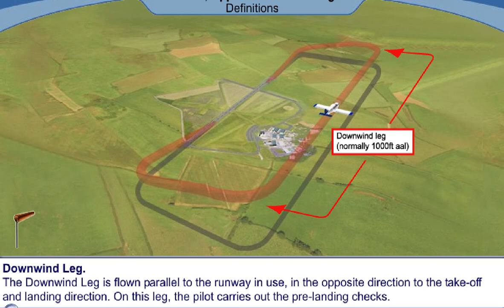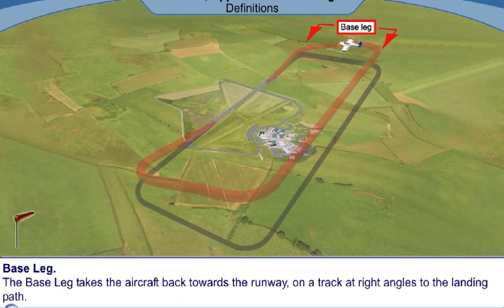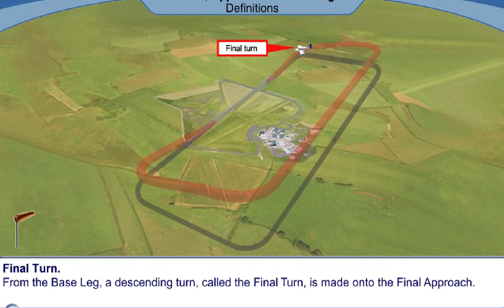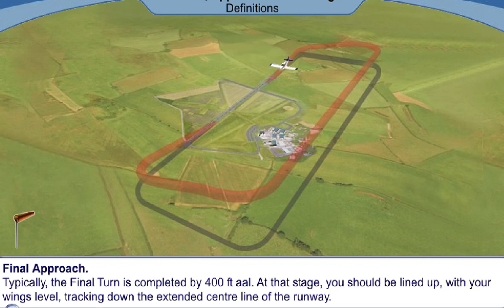While flying this leg, the pilot prepares his aircraft for landing by doing the pre-landing checks. The base leg takes the aircraft back towards the runway on a track at right angles to the landing path. On this leg, you make further preparations for the landing, before making a descending or final turn onto the final approach. Typically, you complete your final turn by 400 feet above airfield level. At that stage, you should be lined up, with your wings level, on the extended center line of the runway in use. In other words, established on the final approach.